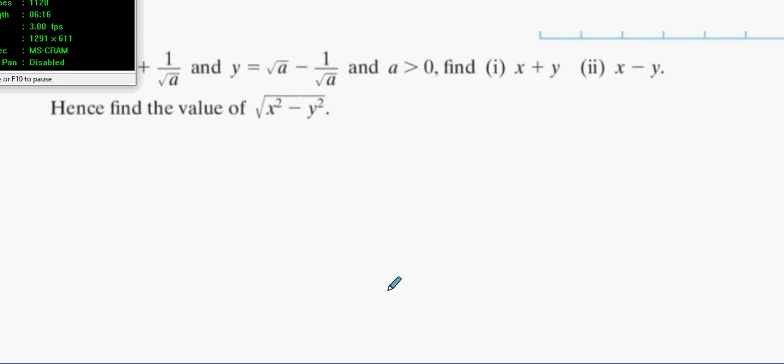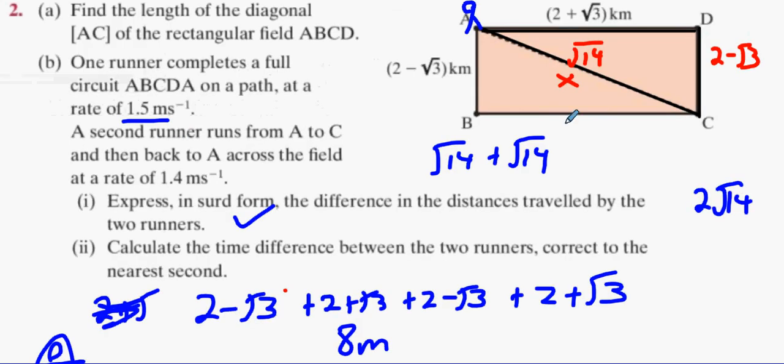Question 4. Here, it was the difference. So the first one we got was 8 meters. We know that going the diagonal up and back was 2 root 14, so it's 8 minus 2 root 14. Back of the book had that down as 4 into 2 minus root 14. No reason why that happened that way. Calculate the time difference between the two runners correct to the nearest second. Now that for some reason came out weird.